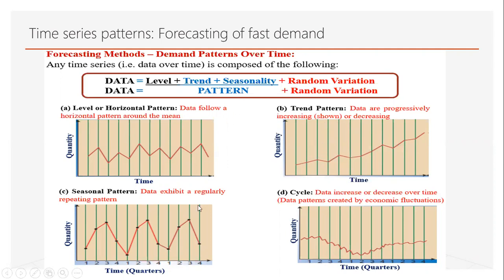Then we have the seasonal components. Seasonal components could be quarterly seasonal or monthly seasonal. So depending upon the time series, we have to check whether a seasonality exists or not. While we are forecasting the time series, these components are very important.